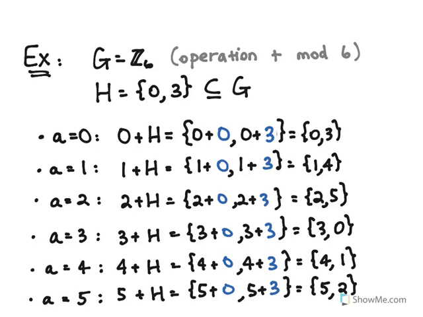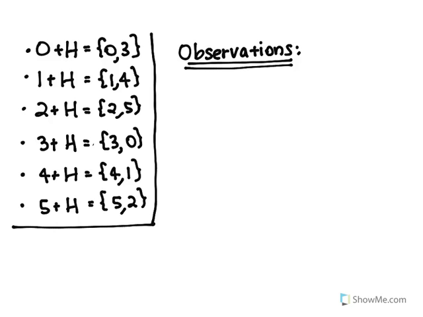I want to make a couple of observations about this example, but I'm out of room on this slide, so I'm going to flip to a new slide and rewrite these cosets for you. Okay, so what you see here in the upper left is just what we had on the previous slide, the list of all of the 6 cosets in this example. And the first observation I want to make is that all 6 of these cosets have the same size, namely, they each have 2 elements.